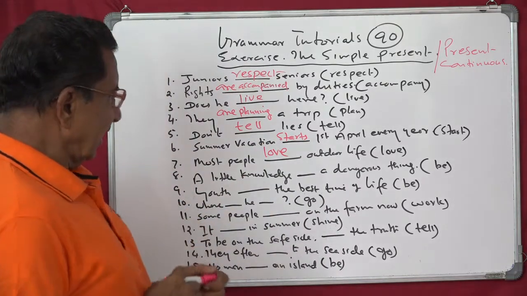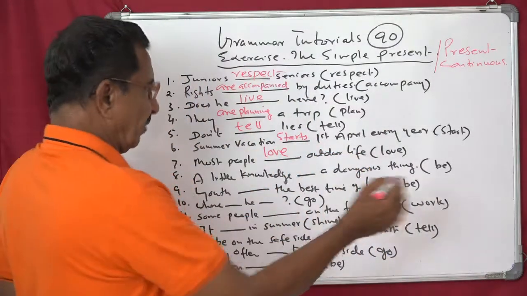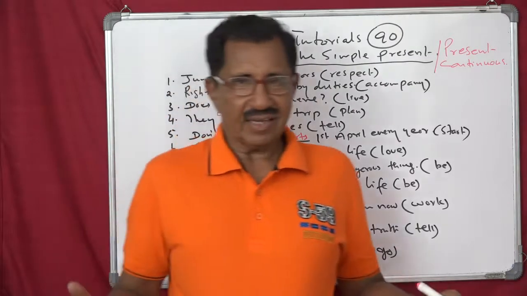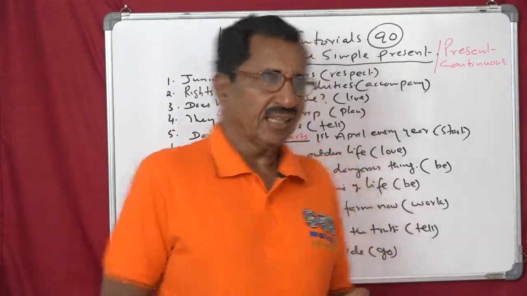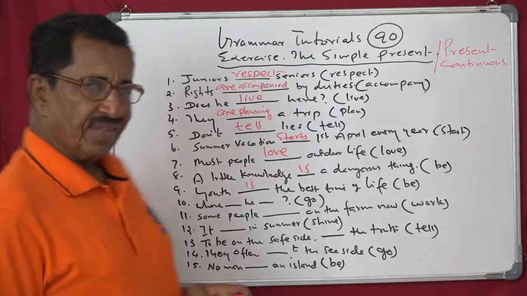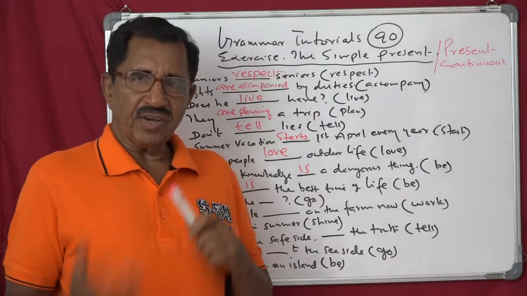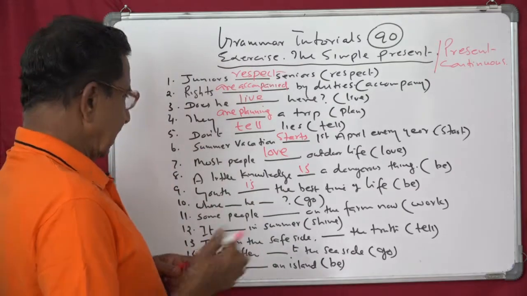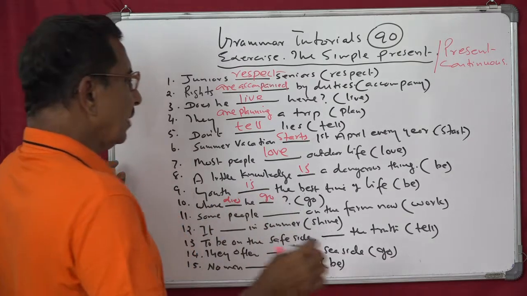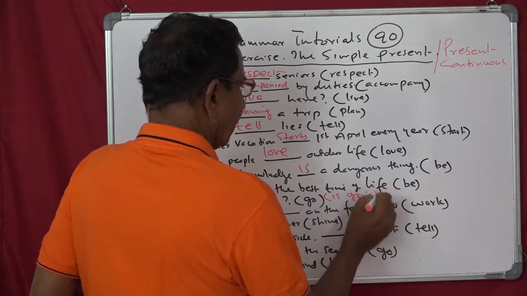A little knowledge is a dangerous thing. Again, a general truth. The present form of be is. Youth is the best time of life. Again, that's a general truth. Where does he go? Where is he going? Yes, that's also possible. Where is he going or where does he go? Both are possible.